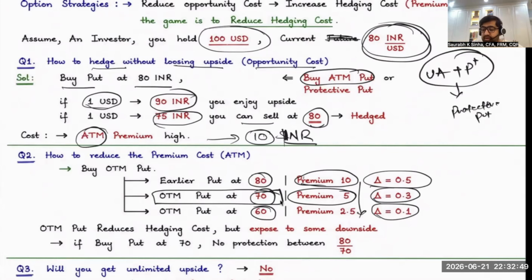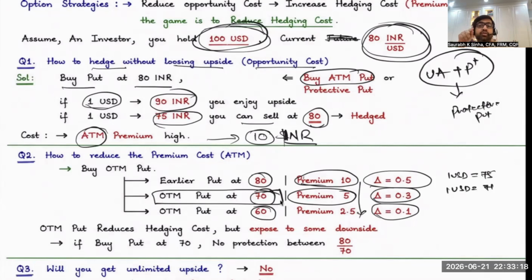What if 1 USD falls to 75? There is no hedging. And because there is no hedging, you will incur a loss of what? 5 INR. What if 1 USD falls to 71? Still a loss of 9 INR per USD, right? And because you have 100 USD, then 900 INR loss you have to incur.